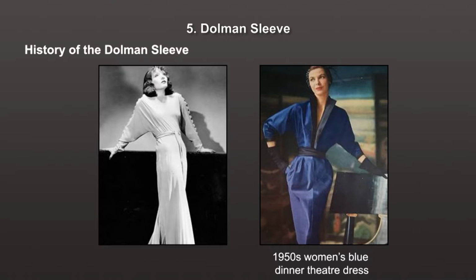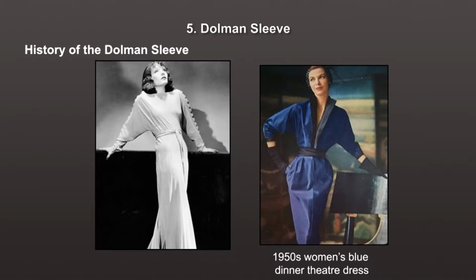Let us look into the history of the dolman sleeve. The picture shown here is of Lupe Velez, a gown designed by Adrian Adolph Greenberg. Lupe Velez was a stage and film actress. Adrian Adolph Greenberg was a fashion designer in America during those times.